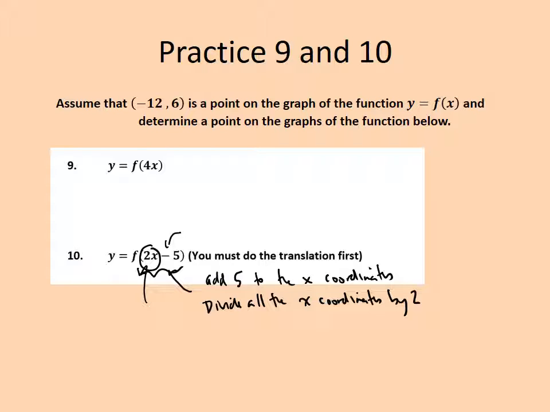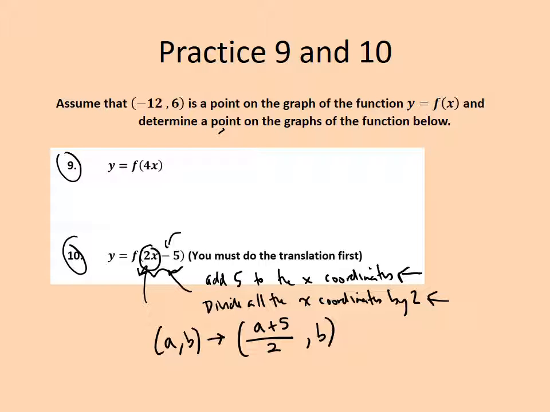by 2. That means that if you had the original point a comma b, the new point would be a plus 5 divided by 2 comma b. You must first do the translation, so the add 5, then you divide by 2. The answer to this will be on the next slide. Pause the video and try both 9 and 10 before you go to the answer.